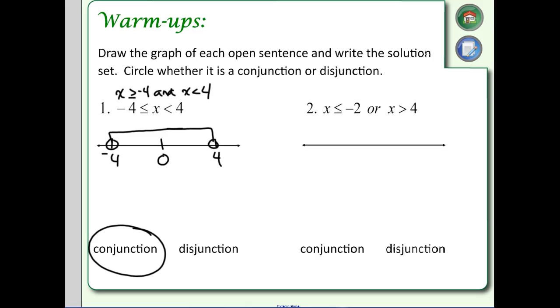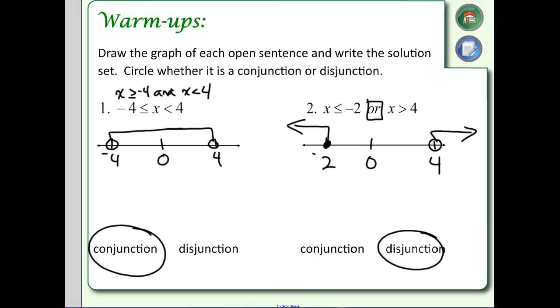Over here, if you look at the second one, notice it says or, so this one has to be a disjunction. And again, to graph it, I'm going to put 0 in the middle, -2 with a closed dot going to the left, and +4 with an open dot going to the right. So just remember how to distinguish whether you have a conjunction or a disjunction.